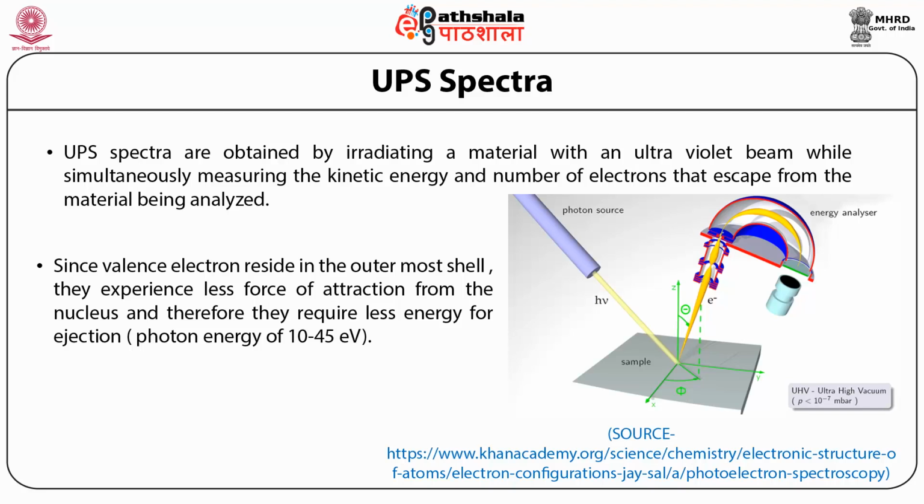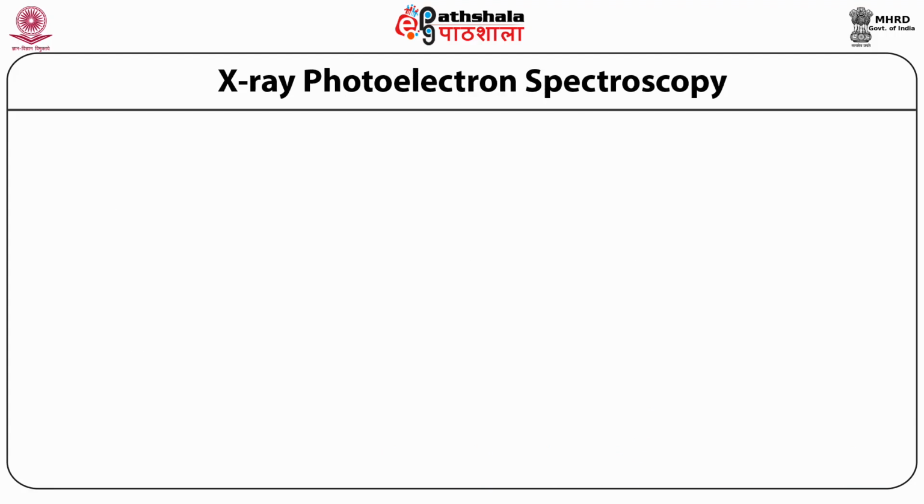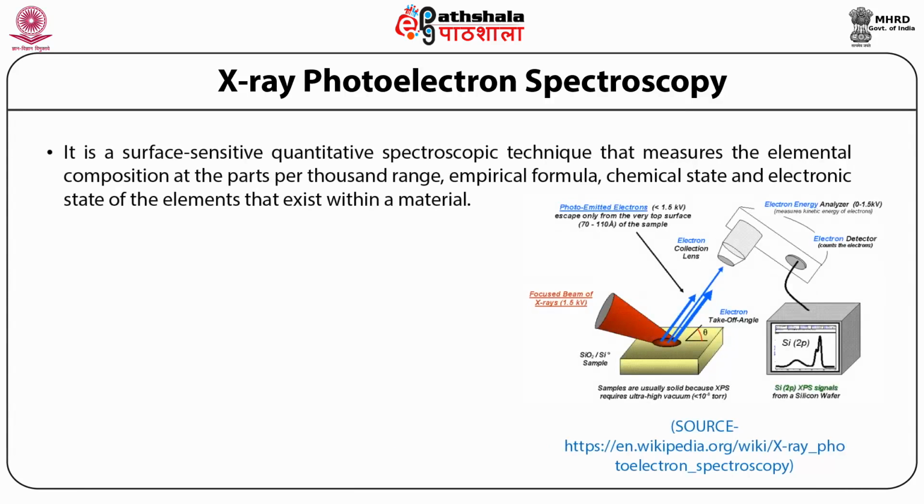UPS is sensitive to the very near surface region up to around 10 nanometer in depth. Now we will discuss X-ray photoelectron spectroscopy. It is a surface sensitive, quantitative spectroscopic technique that measures the chemical composition at the part per thousand range, empirical formula, chemical state and electronic state of the elements that exist within a material.